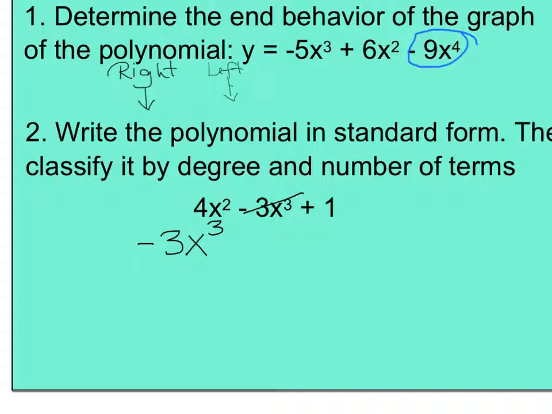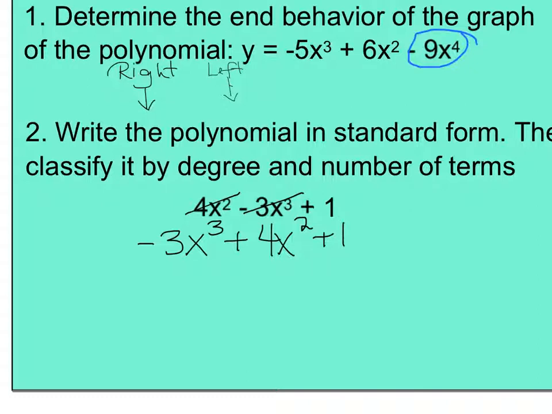Then I look for my next exponent. Again, if you want, you could cross it out. Well, my next highest exponent is the 4x squared. So plus 4x squared. So now we've got the 4x squared written next. I'm going to cross it out. And all that's left is a 1, so that has to come last. So that's the standard form.